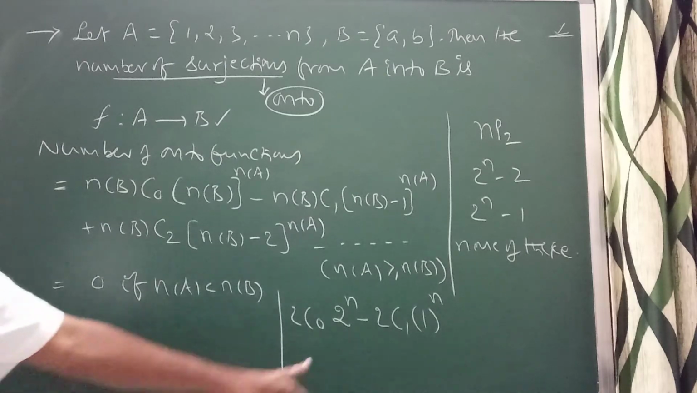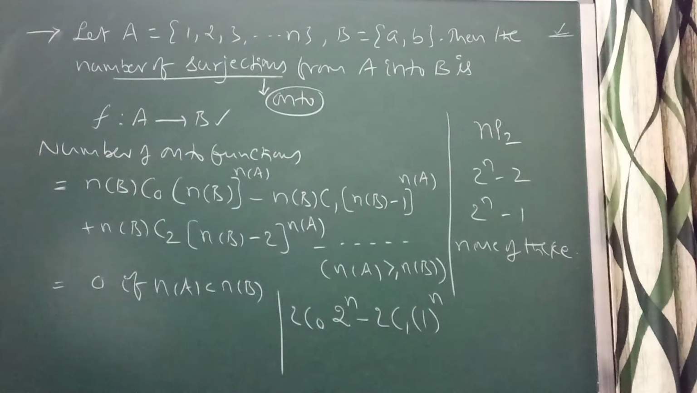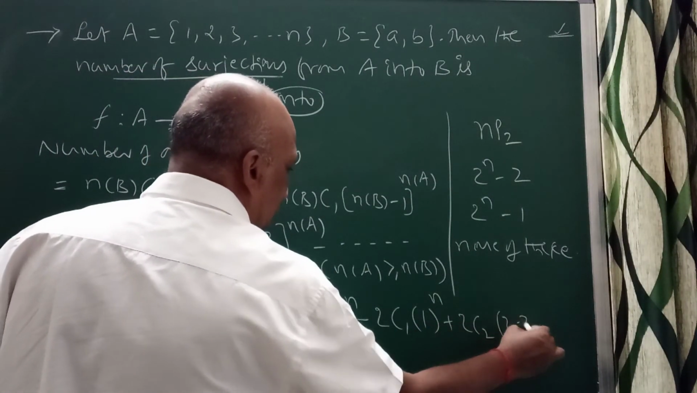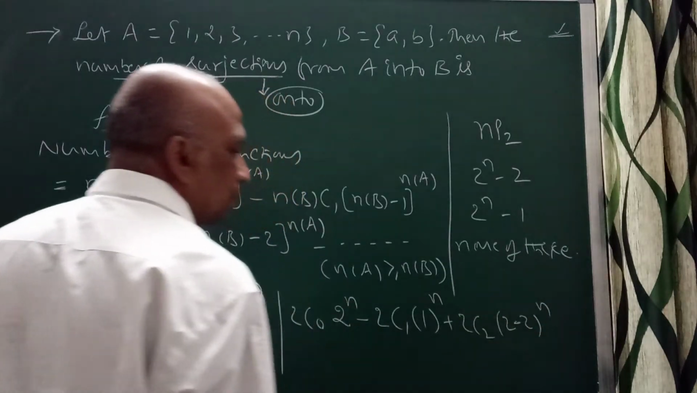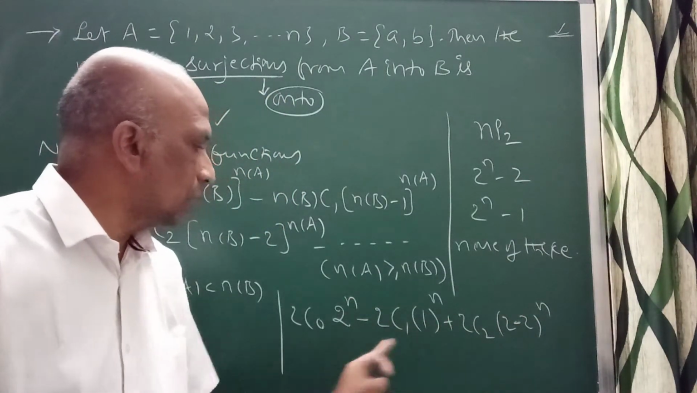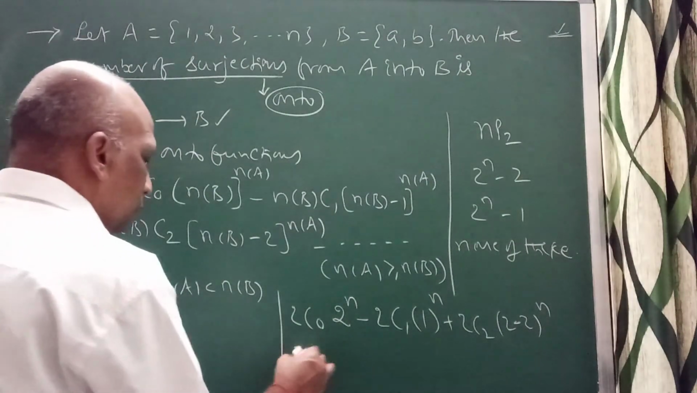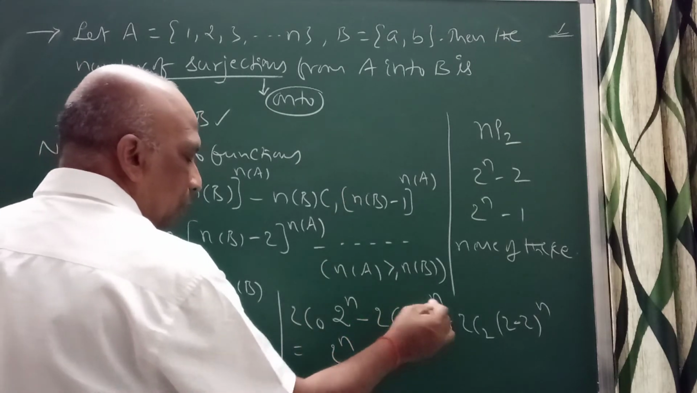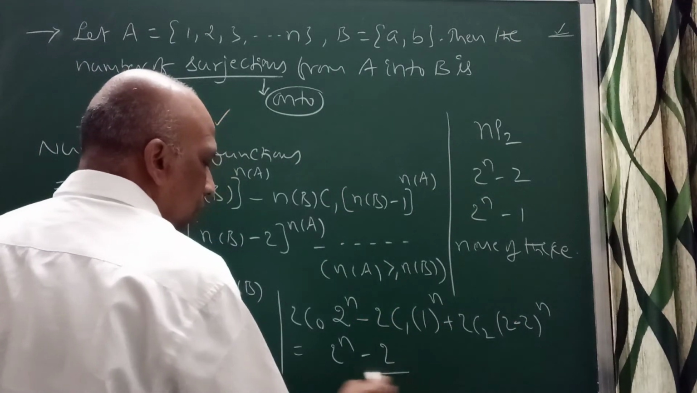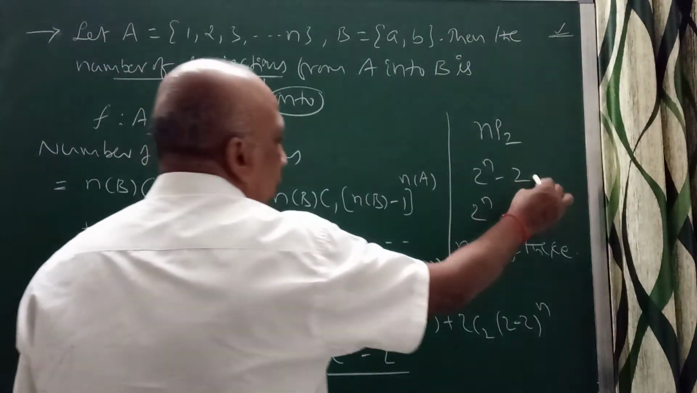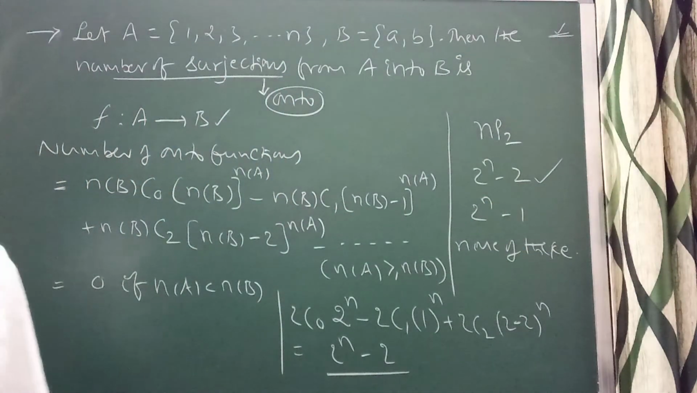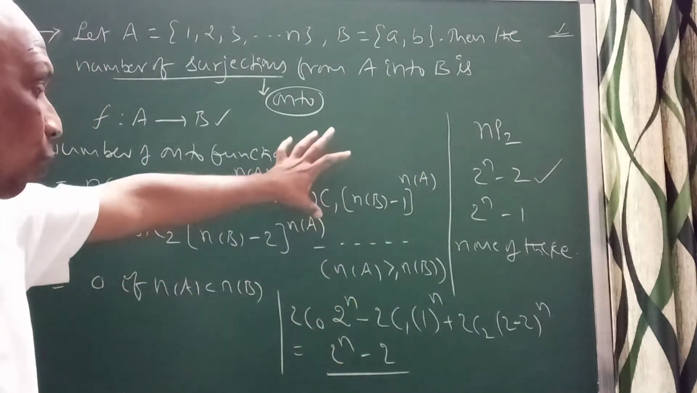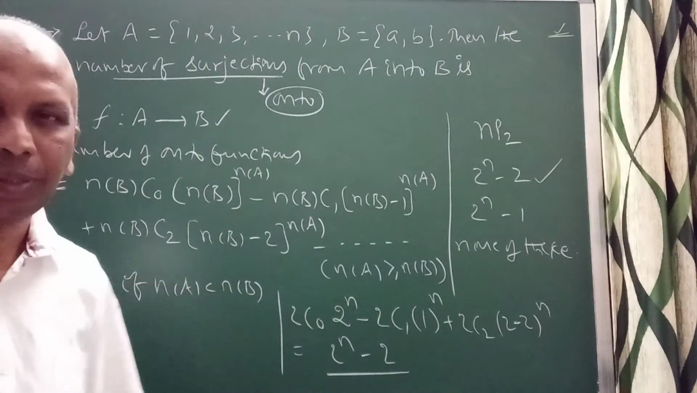We got 2C0, 2C1, and coming further, plus 2C2 (2 minus 2) whole power n. After it won't come; this will be the last term: 2C0, 2C1, 2C2. So 2C0 is 1, so 2 power n. 2C1 is 2, and 1 power n is 1 only. 2 minus 2 is 0. So the answer is 2 power n minus 2. The number of onto functions or surjections will be 2 power n minus 2. So this is the formula you remember. You can use it.